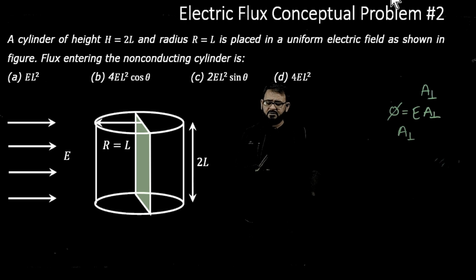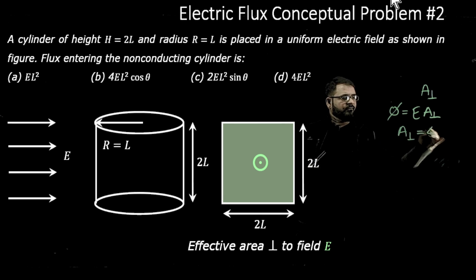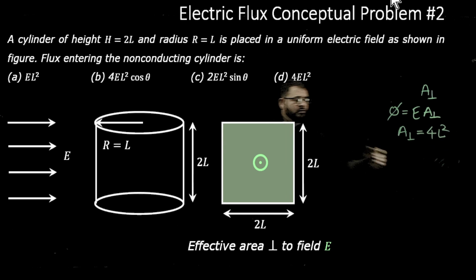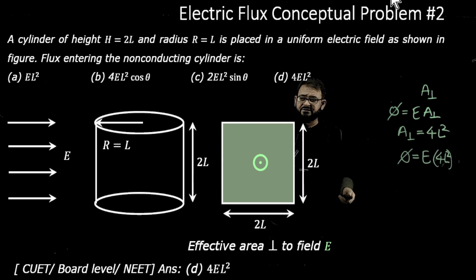The area perpendicular in this case, you can see, is very simple. Just give it a thought, give it a try. You will see it is simply a square patch, right? So the area perpendicular is 4L square, so our flux is going to be E times 4L square. This is a logical question. It gives you a clear understanding of what is flux.